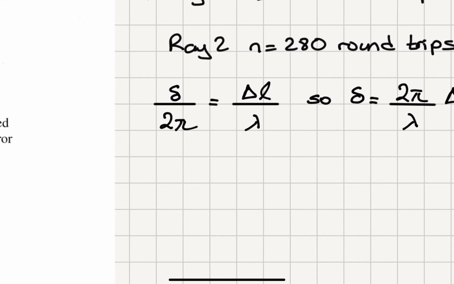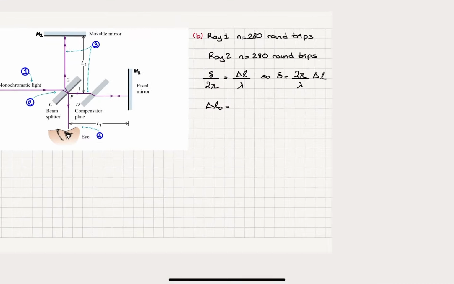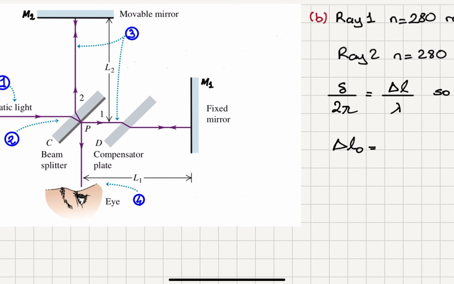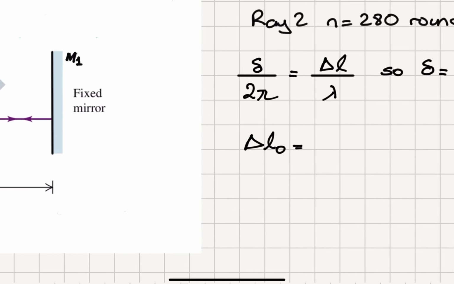Now, what was the original path difference between these two rays? Ray 1 travels this distance L1 twice, and ray 2 travels this distance twice. So the original path difference between them before they hit point P is 2L2 minus 2L1.